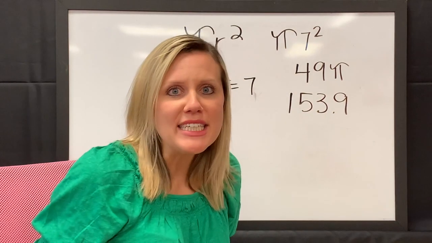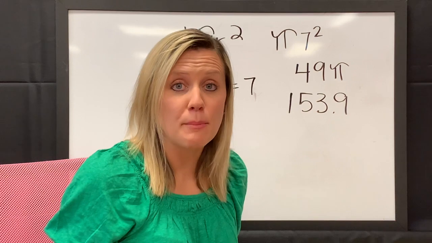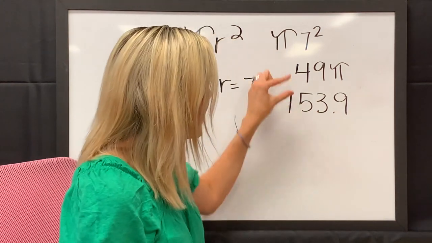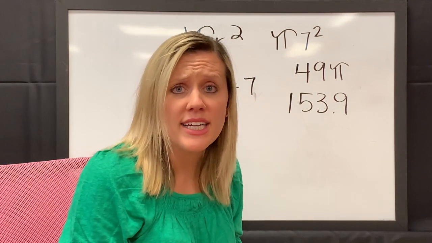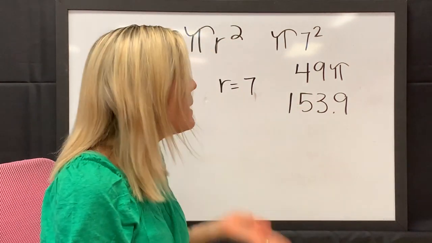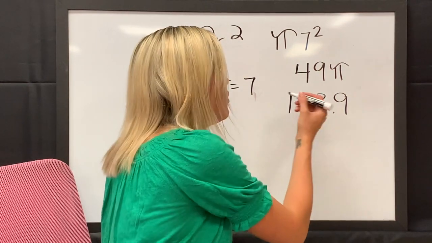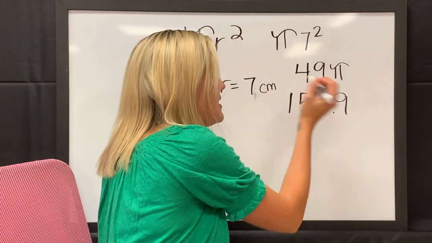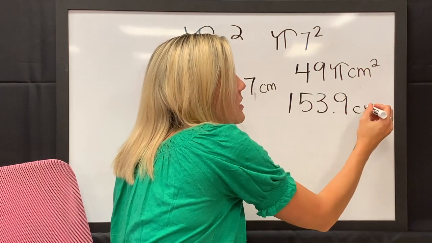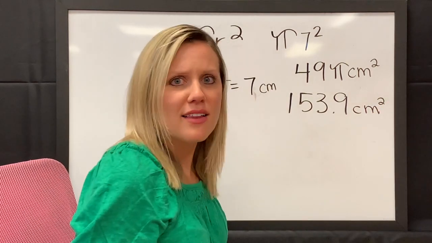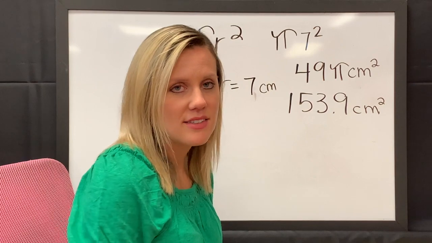Now, one thing to double check is the number pi is really close to the number 3. So you want to just check. 49 is close to 50. 50 times 3 is 150. So I know my answer must be correct because it's really close to that. And then, of course, if you are given a measurement, let's pretend centimeters, you always want to make sure to label centimeters squared.